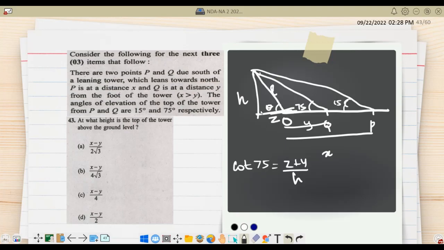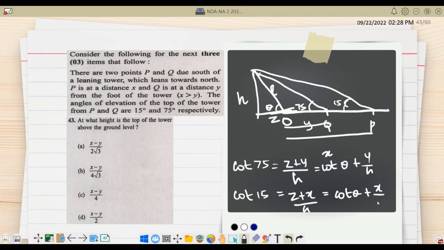Z by h is cot theta. So cot 75 is cot theta plus y by h. And then cot 15 is equal to z plus x by h, which is again cot theta plus x by h. We're going to subtract these two equations and find the difference, because only then can we eliminate cot theta. We don't know the value of theta, so we're going to eliminate it.